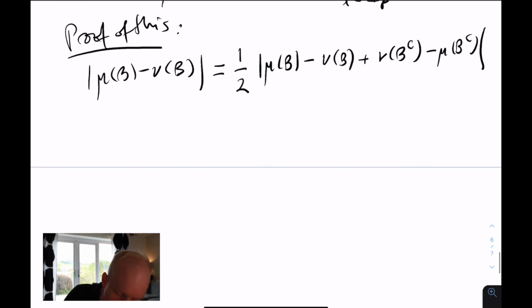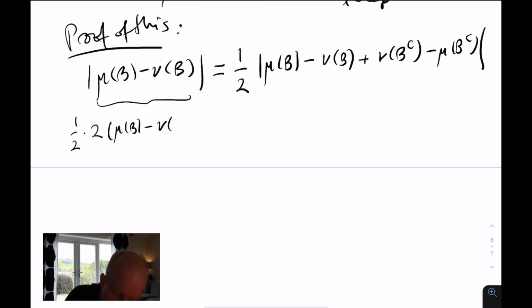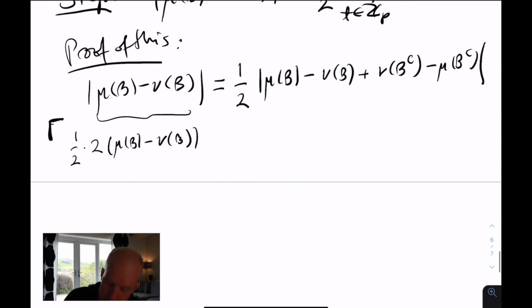It's because if I take this expression, if you remember this, this is equal to basically 2 times a half of this μ(B) minus ν(B). I'm just putting the argument here so that you can see why this is true.